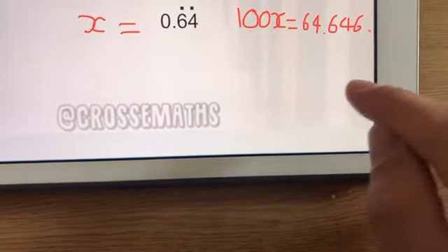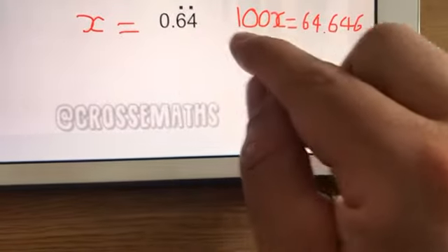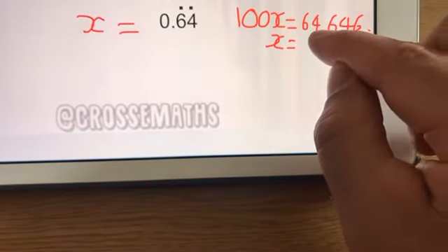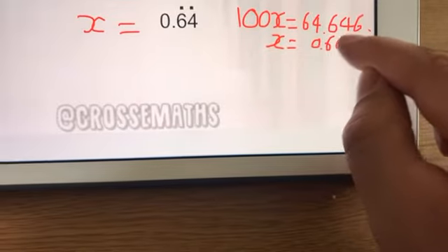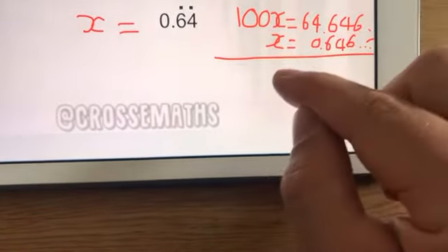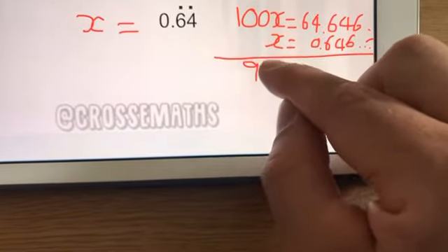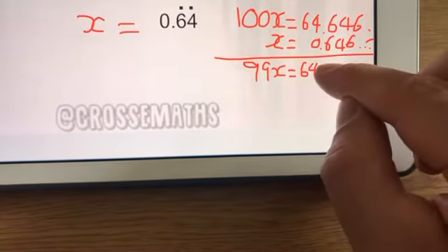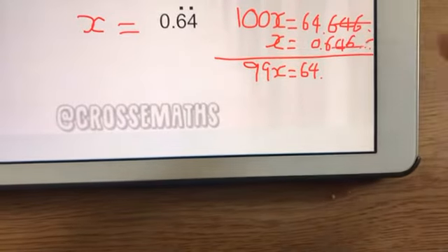0.64 going on all day. Then I'm going to write the bit from the question underneath. x equals 0.646 going on all day. If I take them away from each other, 100x take away x is 99x. 64 take away 0 is 64, sorry. And then these bits cancel each other out.